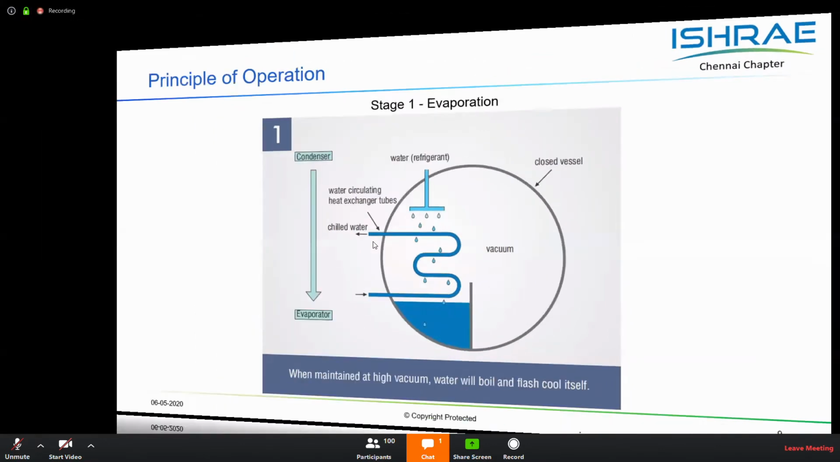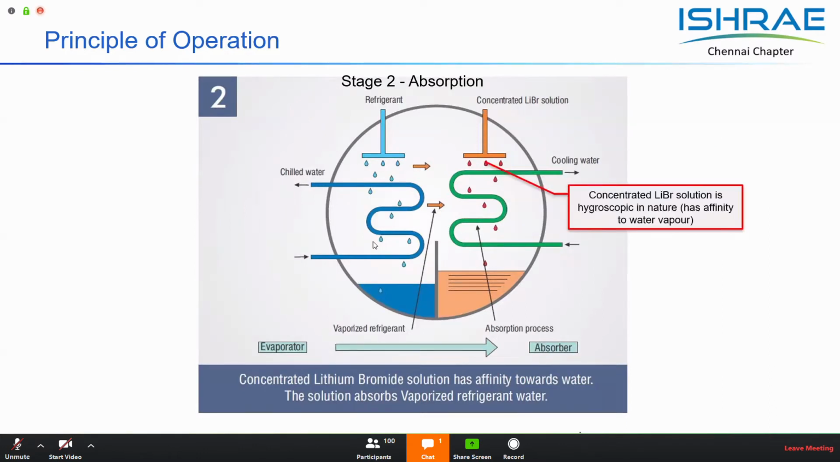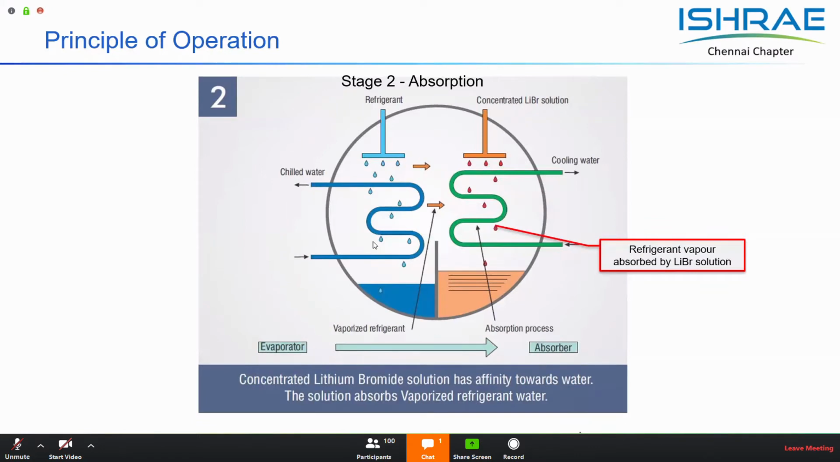Now, what is the role of the absorber in this absorption system? The absorber is the one which maintains the vacuum inside the machine. It maintains vacuum by absorbing the refrigerant vapor coming from the evaporator. So we spray a concentrated solution of lithium bromide in the absorber chamber. This lithium bromide solution at a higher concentration is hygroscopic in nature, which means that it has an affinity towards water vapor. When this water vapor is absorbed, the heat of dilution is released to the lithium bromide solution, which heats up the solution. Now, if the temperature of lithium bromide is increased, the affinity reduces.